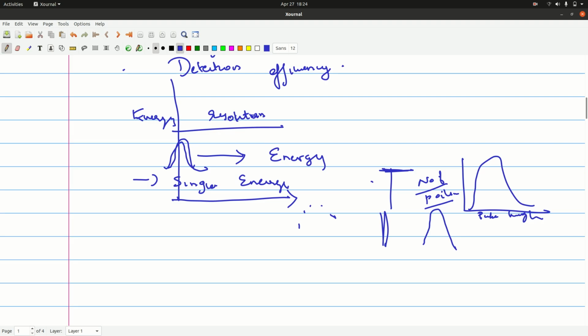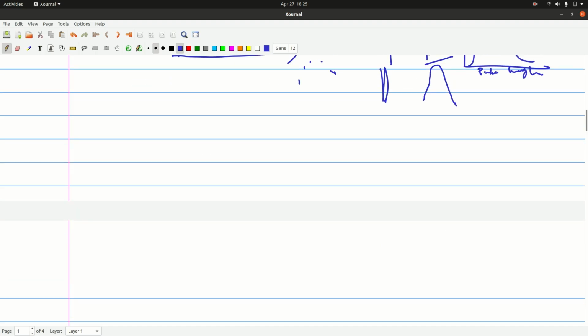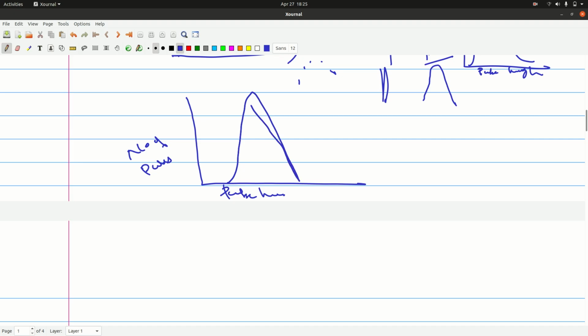In this figure we show that the peak occurs at a voltage V0 corresponding to the most probable pulse height. We draw this graph as number of pulses versus pulse height, and we get a spectrum like this. At some particular voltage we get most of the pulses. This is the most probable pulse height, and the voltage is called V0.